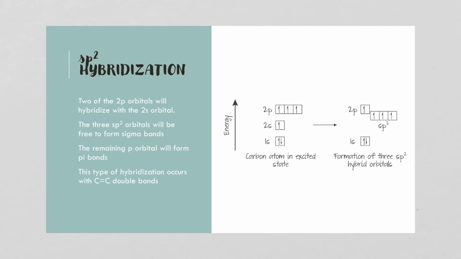In sp2 hybridization, 2 of the 2p orbitals will hybridize with the 2s orbital, and then you'll have 3 sp2 orbitals. They'll be free to form sigma bonds, and the remaining p orbital will form pi bonds. This type of hybridization occurs with carbon-carbon double bonds. So we have our 1s2, 3 sp2, and then 1 2p.